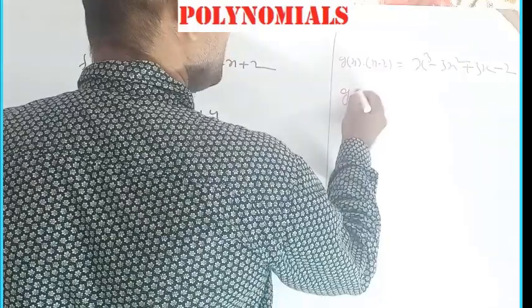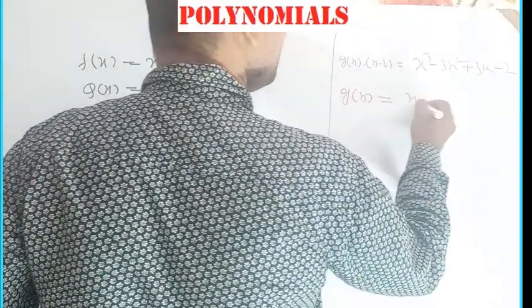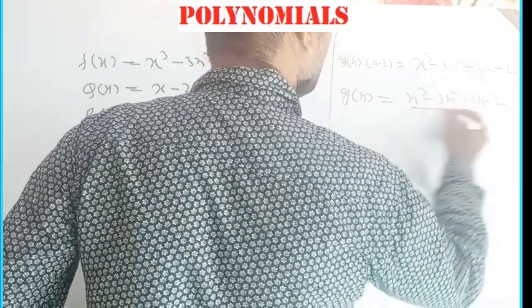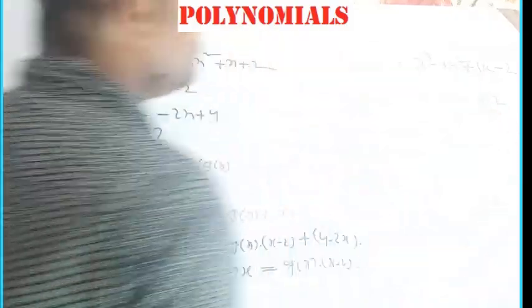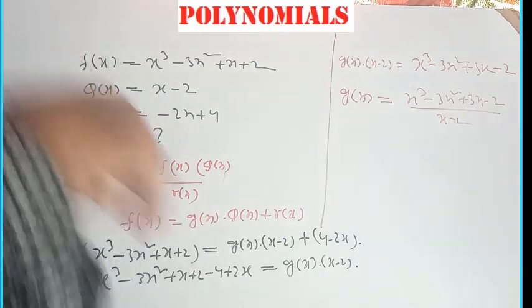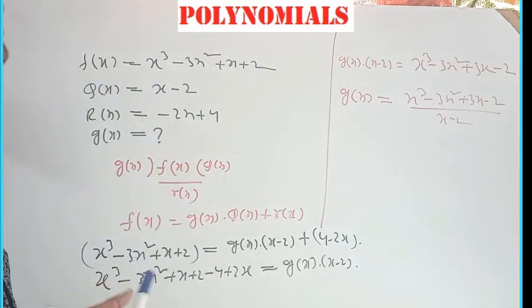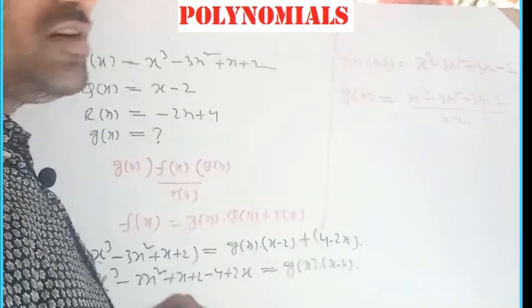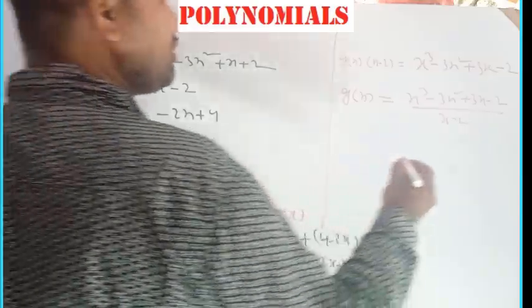Now I want g of x. g of x is nothing but x cube minus 3x square plus 3x minus 2 by x minus 2. Means you want to divide x cube minus 3x square plus 3x minus 2 by x minus 2. You can use any method to find the g of x. I want to use our general method, the long division method.